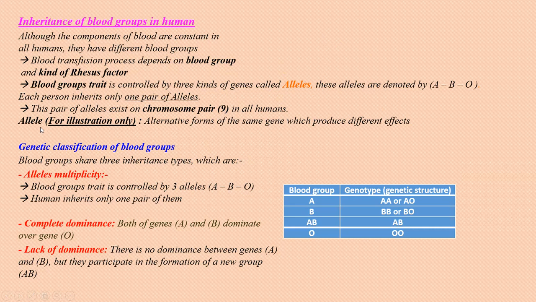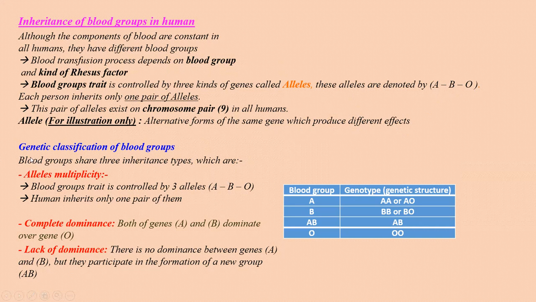Okay, what is the meaning of the allele? The allele is an alternative form of the same gene which produces a different effect. Meaning the same gene has an alternative form of the other gene but gives me a different effect. One gives me A and the other gives me B. Both of them are the same forms, alternative forms, but they give different effects.